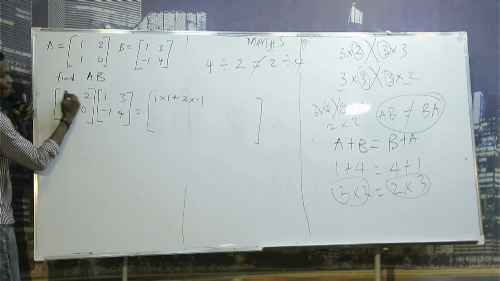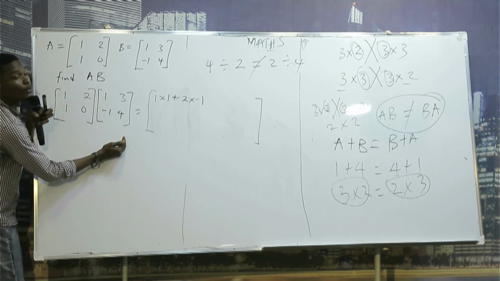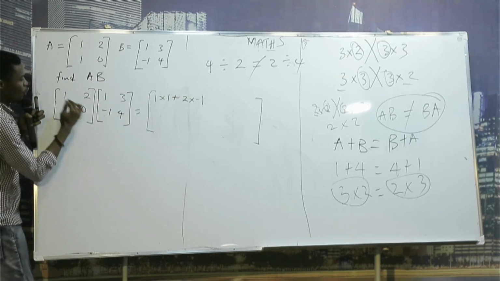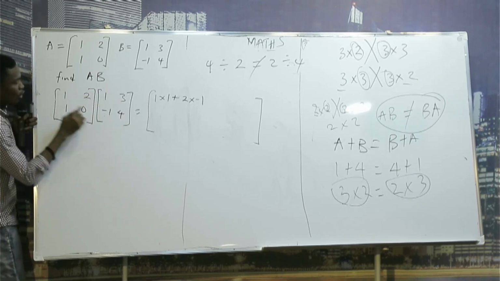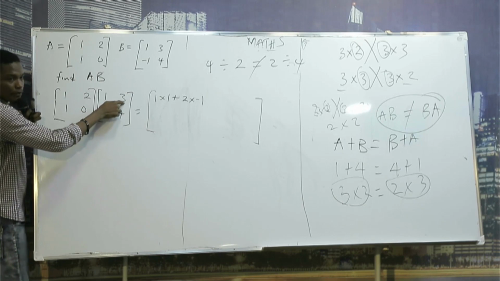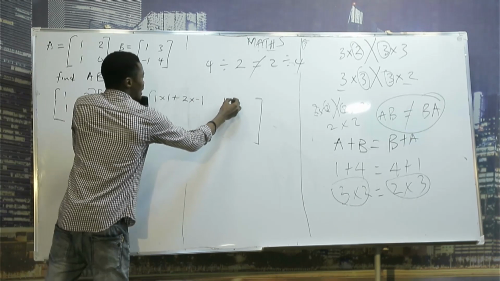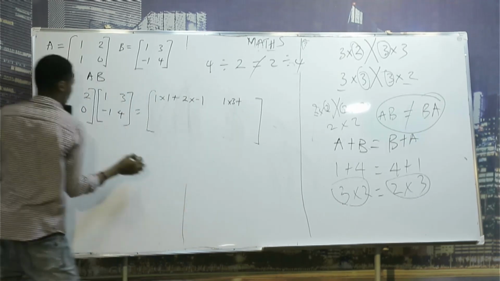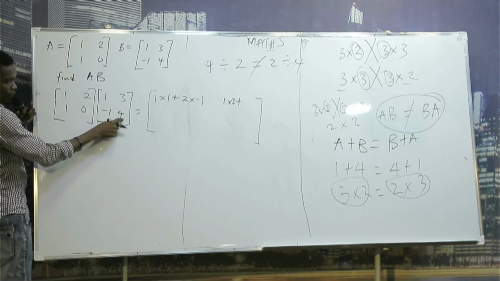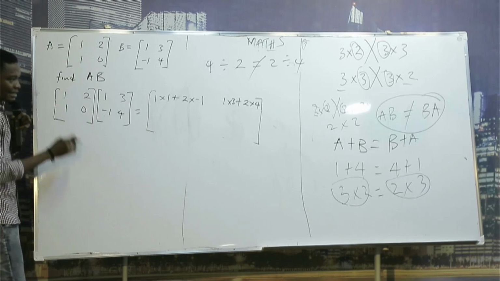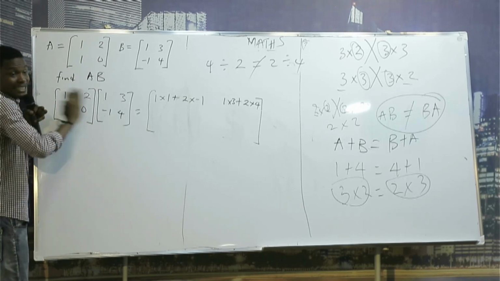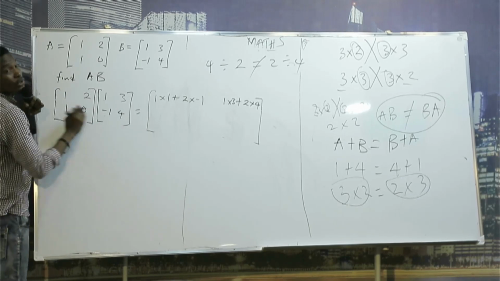Then we do the next thing. First row, second column. Are you with me now? So we are done with first row, first column. Let's go to first row, second column. We say 1 times what? 3. There, 1 times 3 plus 2 times what? 4. So I will have 2 times 4. Then next, I am done with the first row. Let's now go to the second row.